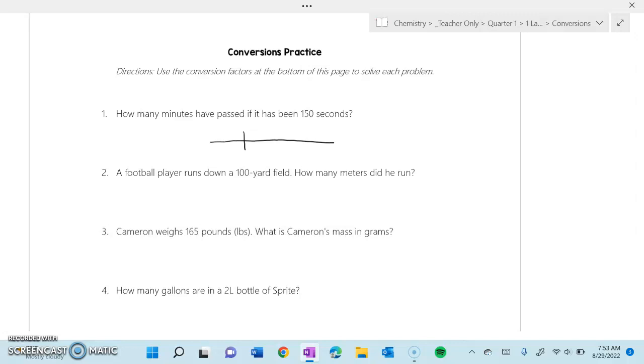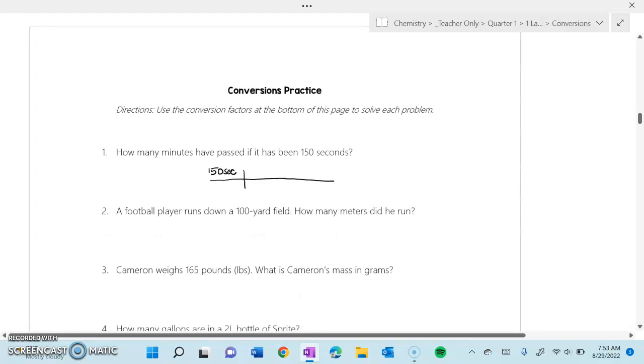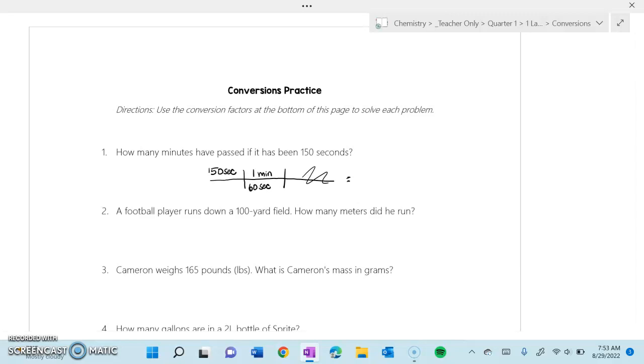How many minutes have passed if it has been 150 seconds? 150 seconds would be our first spot here, the given, and then we're just going to start finding conversion factors that will link a bridge until we get to minutes. Well, we know that there are 60 seconds in 1 minute. Oh, look at that, we only needed 1, and you didn't need this part, so that's fine. You can just cross it off or leave it if you have extra space, and then put it in your calculator. 150 divided by 60, and you'll get your answer.